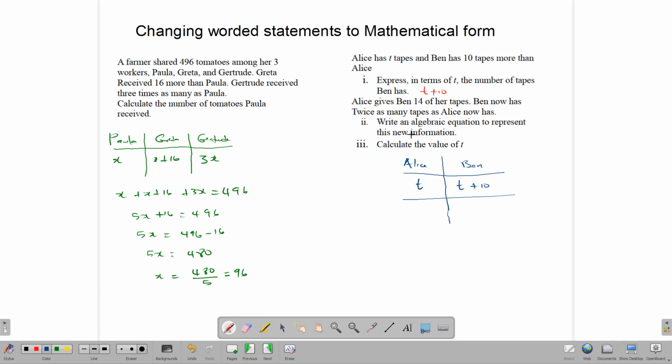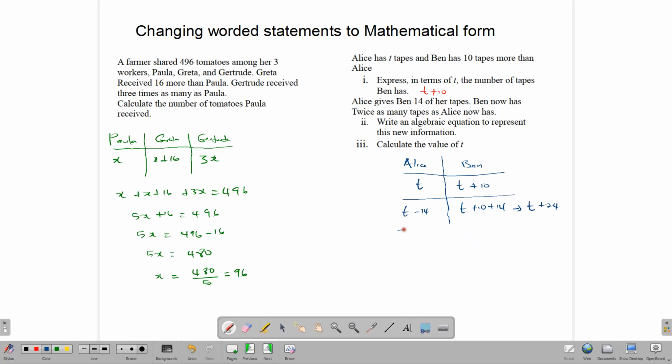Write an algebraic equation to represent this new information. So Alice gives 14 tapes to Ben. So Alice is going to lose 14 tapes, and Ben is going to gain those 14 tapes. Which means now that Ben has T plus 24.